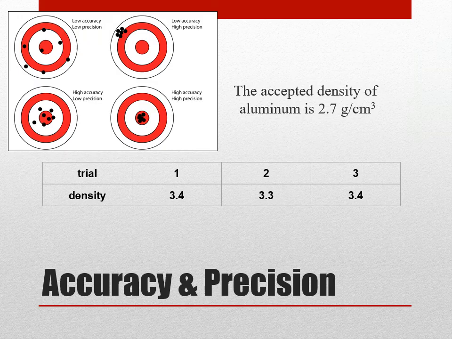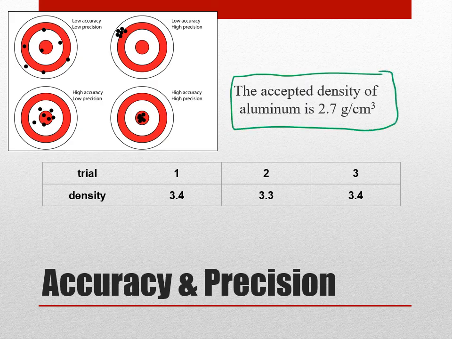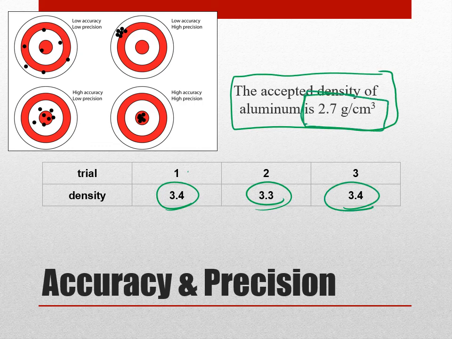So here is some data from an investigation into the density of aluminum. In the first trial, we found that the density of aluminum was 3.4 grams per cubic centimeter, and then 3.3, and then 3.4. The accepted, the real, the actual density of aluminum is 2.7 grams per cubic centimeter. What do we think about this data? Is the data accurate? Is it precise? Neither? Both?